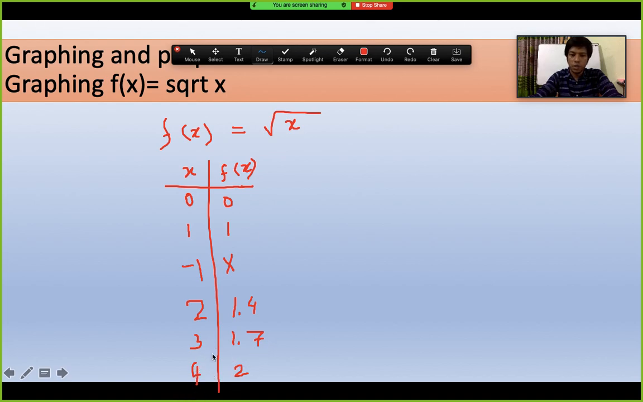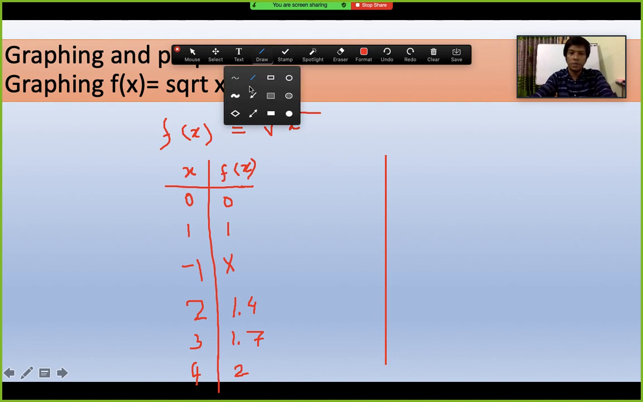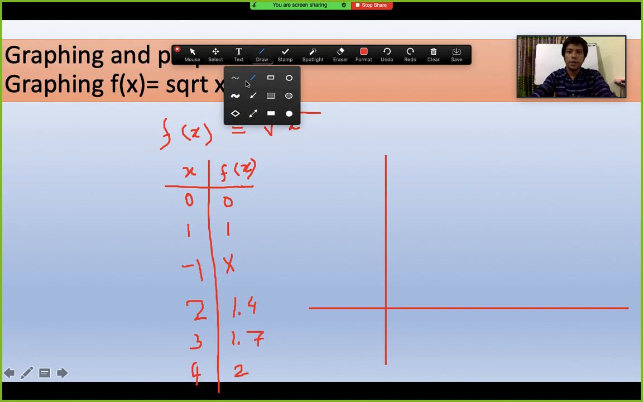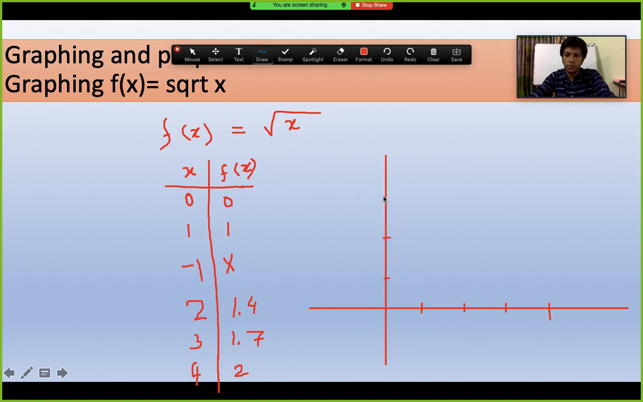This way we can continue putting in values, and if we put any negative value, the answer will not come, because the square root of any negative number is not defined. Some of you may think, sir, we can bring some imaginary number, which we actually cannot draw in this coordinate plane. We need some other things to draw that. So let's put here 1, 2, 3, 4, etc. And this is also 1, 2, 3.